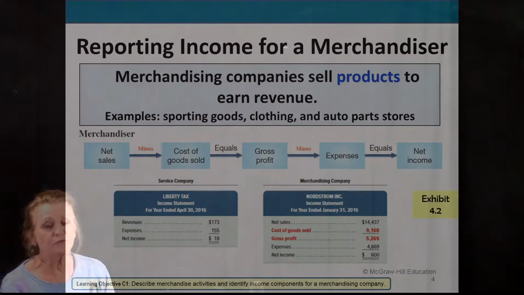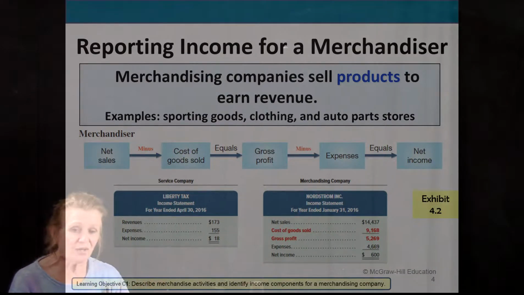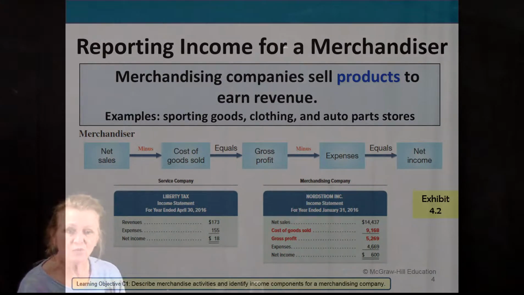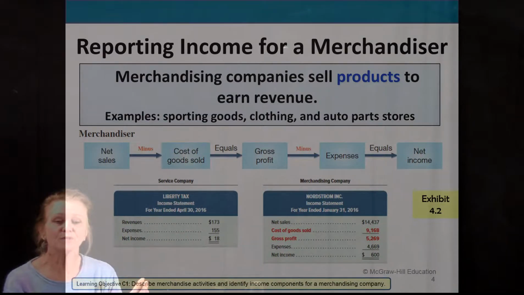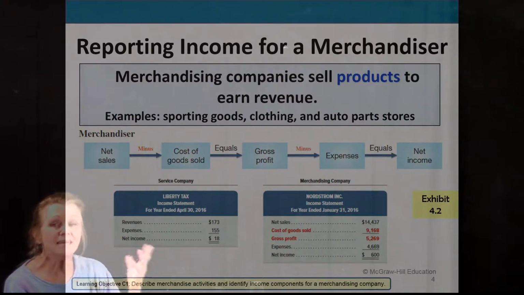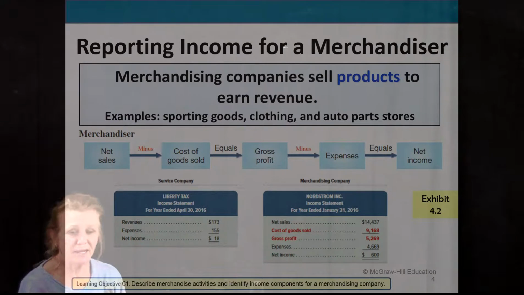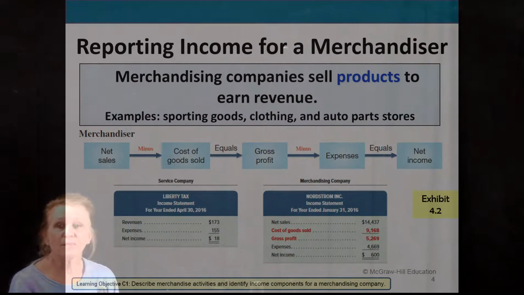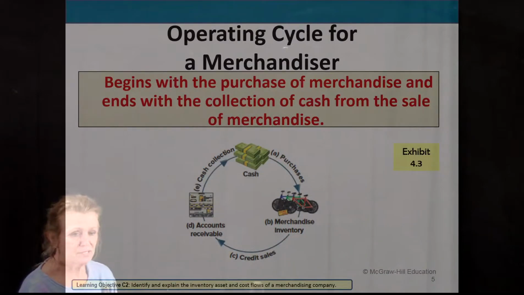If we purchase a pair of tennis shoes for $20 and we sell the tennis shoes for $60, the net sales or revenue is $60. Cost of goods sold is $20, so our gross profit is $40. And then you subtract the operating expenses and get your net income. So we're just adding that cost of goods sold and gross profit in there. If you look at the Nordstrom income statement on the right, you'll see that it shows net sales minus cost of goods sold. Then you get to the gross profit. And then you subtract all those other operating expenses and get to your net income. So I think you're going to find this pretty easy to understand.